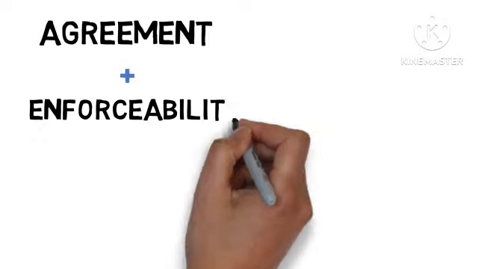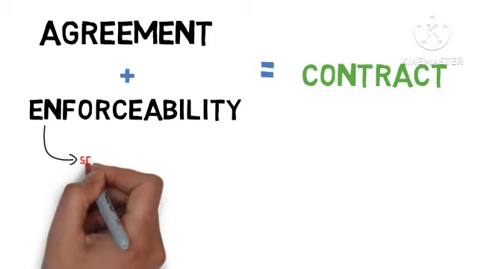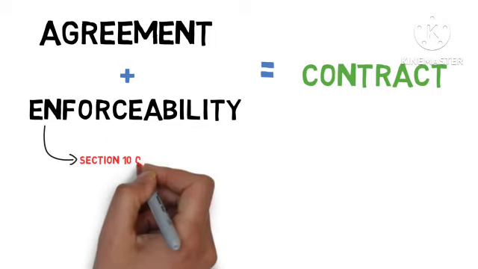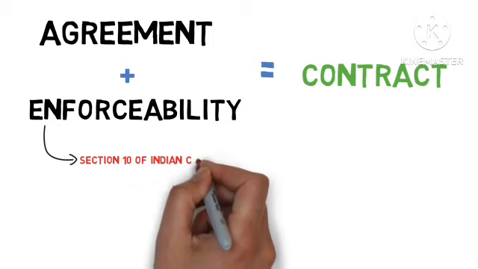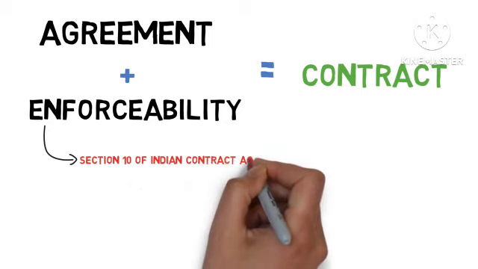And when an agreement is coupled with enforceability, it becomes a contract. A contract becomes enforceable by law when a few conditions that are given under Section 10 of the Indian Contract Act are satisfied. We will see Section 10 separately in another video.